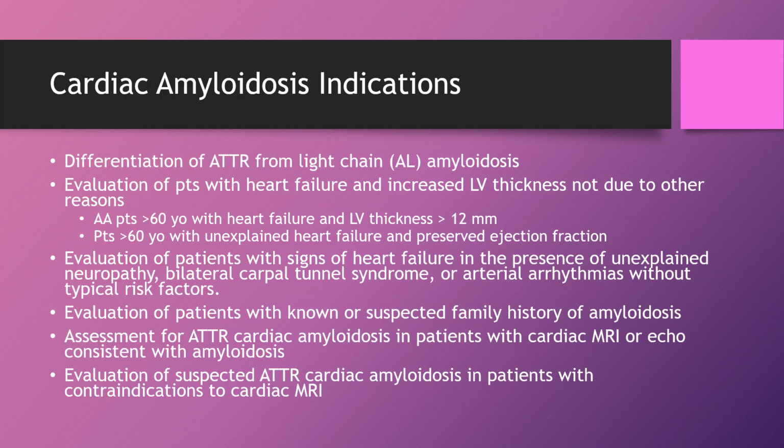And evaluation of patients with signs of heart failure in the presence of unexplained neuropathy, bilateral carpal tunnel syndrome, or atrial arrhythmias without the typical risk factors. Also, evaluation of patients with known or suspected family history of amyloidosis because there is a genetic component. Assessment for ATTR type cardiac amyloidosis in patients with cardiac MRI or echo results that were consistent with amyloidosis.